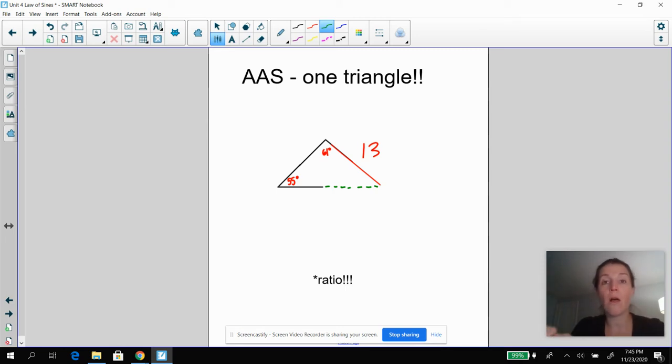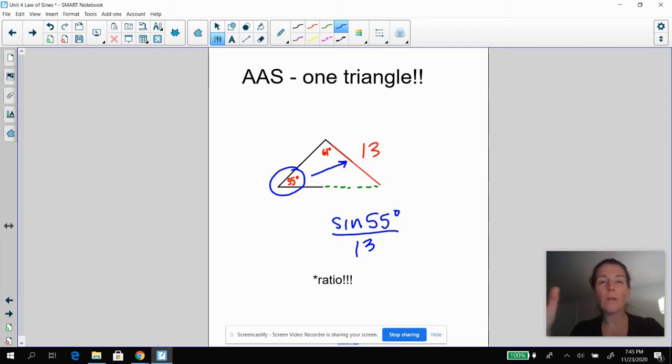And what's important with law of sines is that you're able to create a ratio. So do you see here right off the bat, I could have the sine of 55 degrees over 13, that opposite side. So once I see that I have an angle and an opposite side, I can create that ratio. That's when we know we can use the law of sines. And then let's say I'm solving for side b here. I'm just going to call it side b. I would then say that this is equal to the sine of 61 over b. And then you would cross multiply and solve.